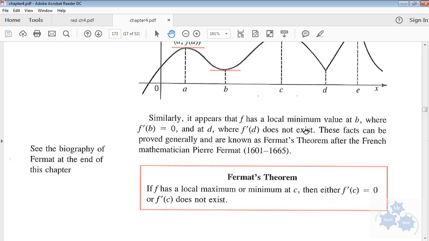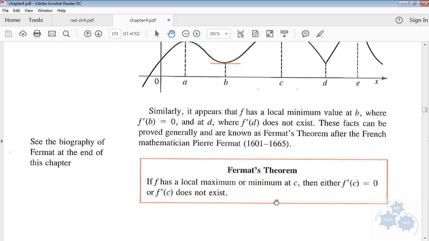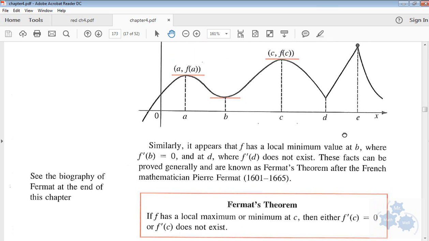And that leads us to Fermat's theorem. Not Fermat's last theorem, but one of Fermat's theorems. And you want to write this down in your notes. If a function has a local minimum or maximum at c, then what's happening there is either f prime of c is 0 or it doesn't exist. So just take a moment to absorb that and look at this diagram as well.